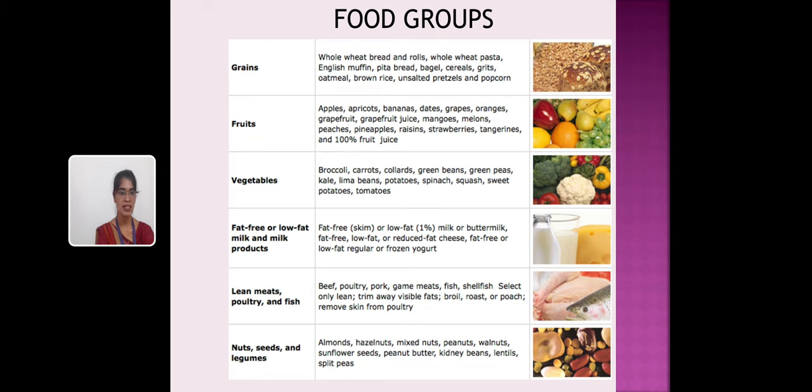Cereals and pulses should be taken adequately, fruits and vegetables liberally, animal foods moderately, and oils and sugars sparingly. This is how we should take all the food groups every day.